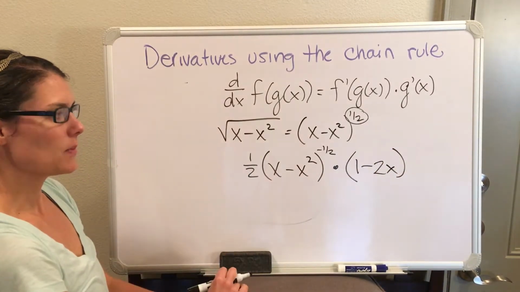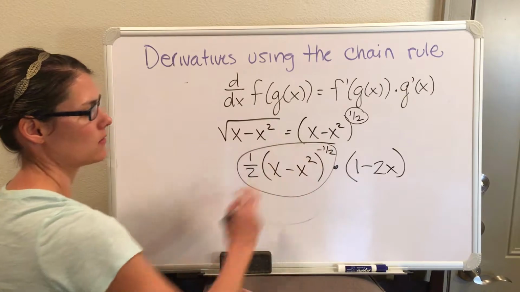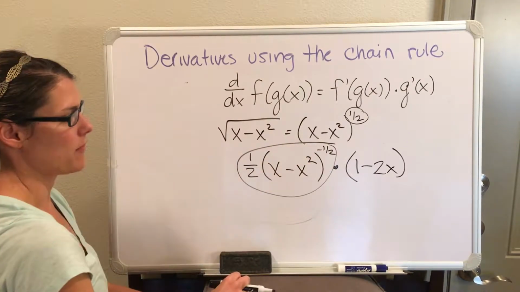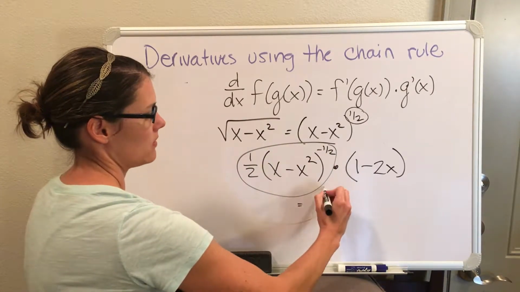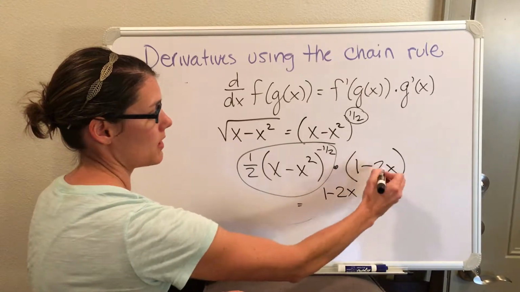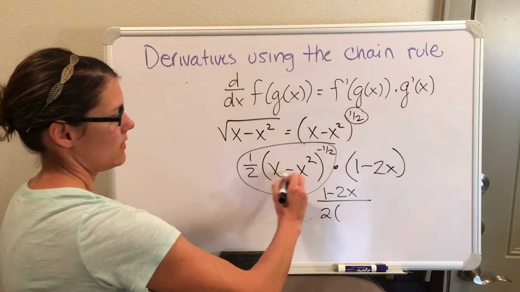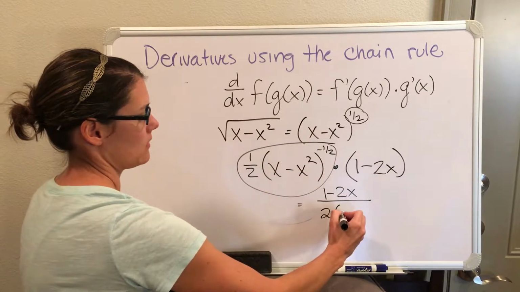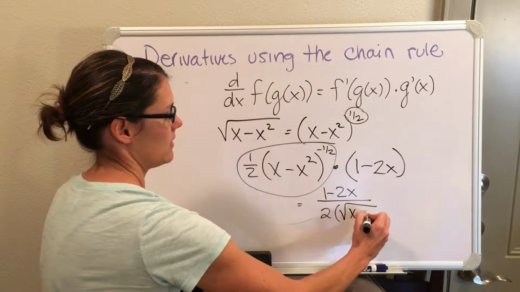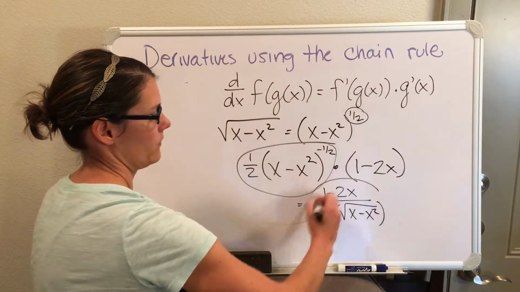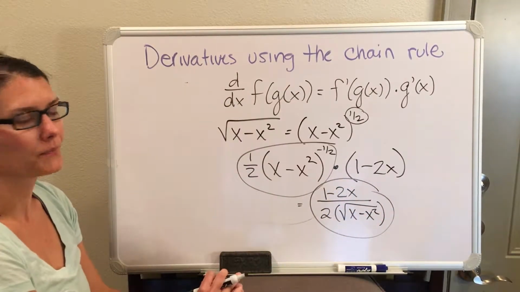To make this look a little bit better, I can bring this down to a denominator because I have a negative power. So my final answer would be 1 minus 2x on the top, over this 2 will be down, and then this would also be down as well because of the negative root. And that just makes it look a little bit cleaner.